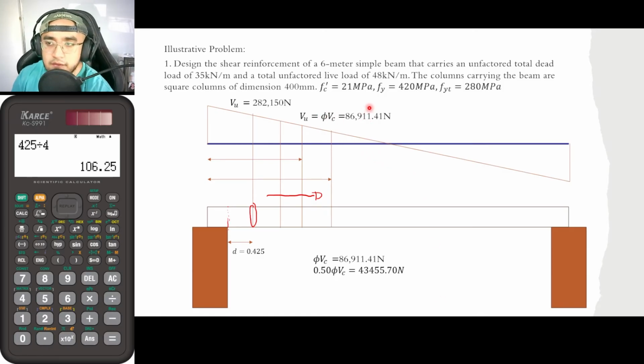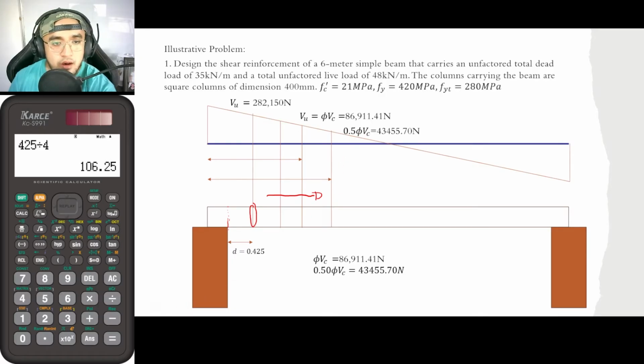So again, the PVC that we have solved for earlier was 86.991 kilonewtons, or 86,991.41. So if VU is equal to 86,991.41, it is located here at this region. And I will be dividing this region further. So half of it, 86,911.41 divided by 2, that is 43,455.7. So what is now the use of these regions, or these values?